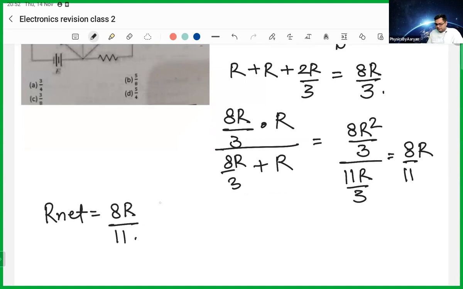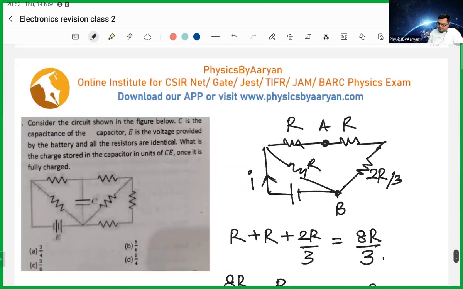What is the net current in the circuit? Net current is total voltage, which is E, divided by total resistance, which is 8R by 11. Perfect, this much is okay. So now the current is flowing in my circuit. What I now want to know is what is the voltage between A and B? How can I find that? That is the much more important part to know here.